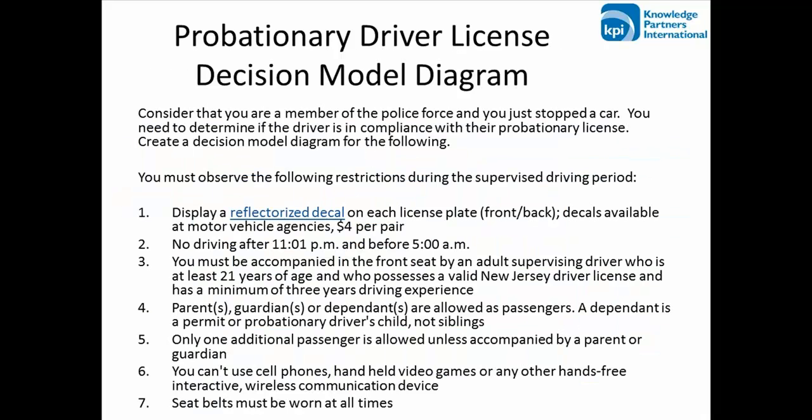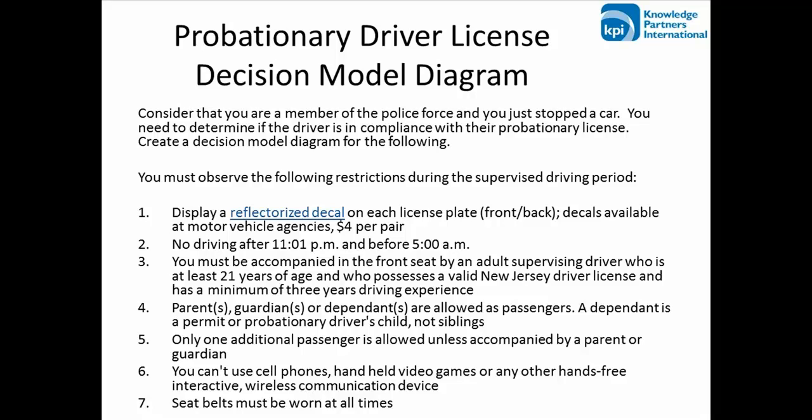So far you've seen how we created one rule family. We read a sentence, we dissected it into its conditions leading to a conclusion, we put in column headings, and we filled in the row. But that was only one of 7 requirements. So we have to deal with all 7. We do create a rule family for one of them, but we actually want a decision model that tells us whether the driver is in compliance with a probationary driver license.